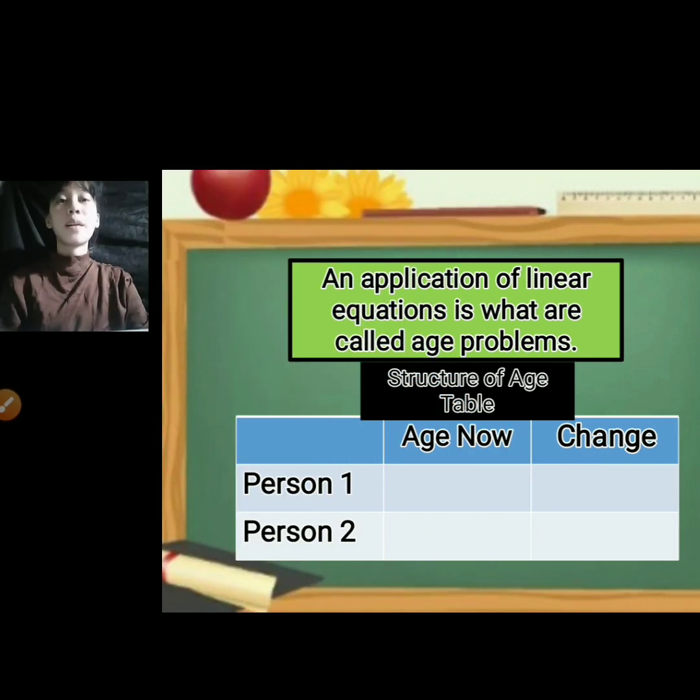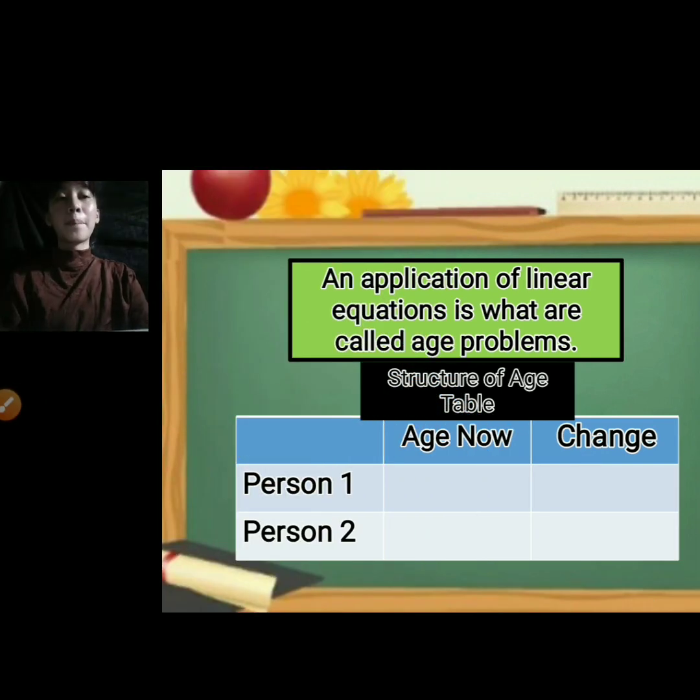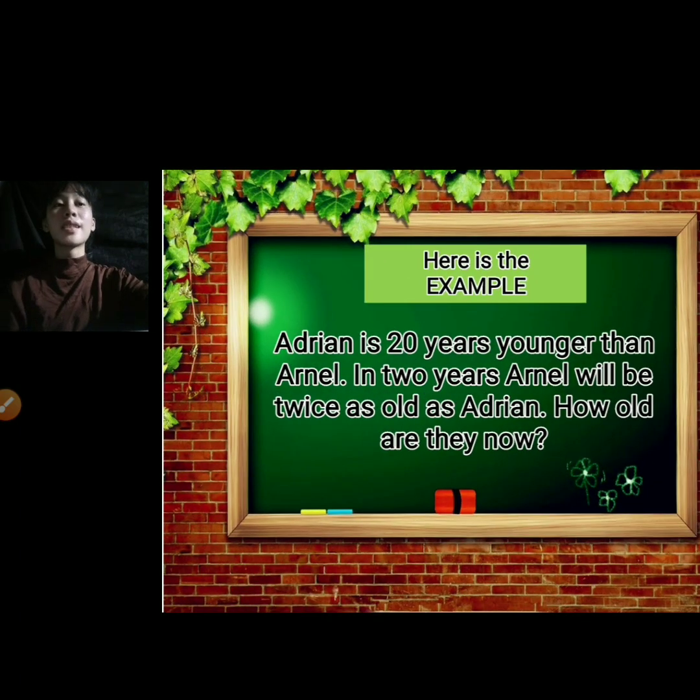This is an example of the basic structure of the table for an age problem. We usually use the name of the person, person 1 and person 2. This table will be used to set up the following examples. Right, let's proceed. Here is the example.